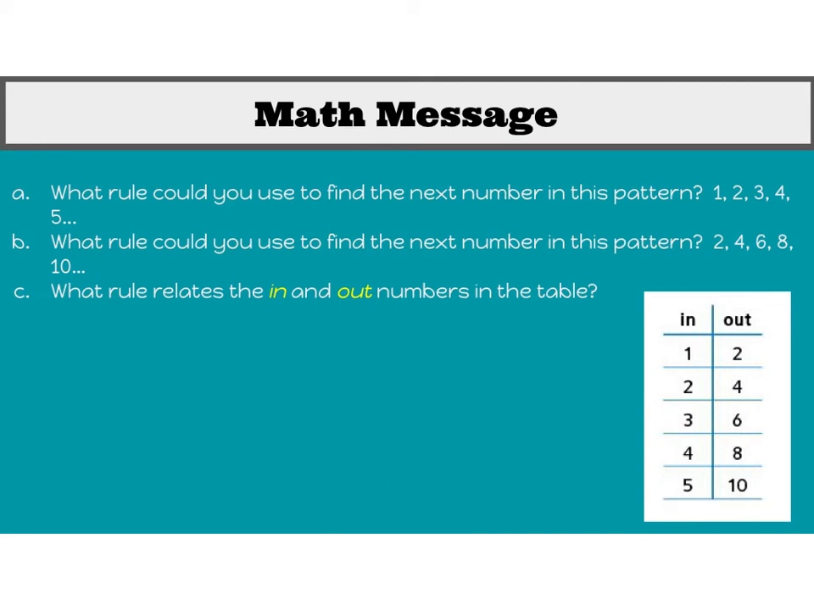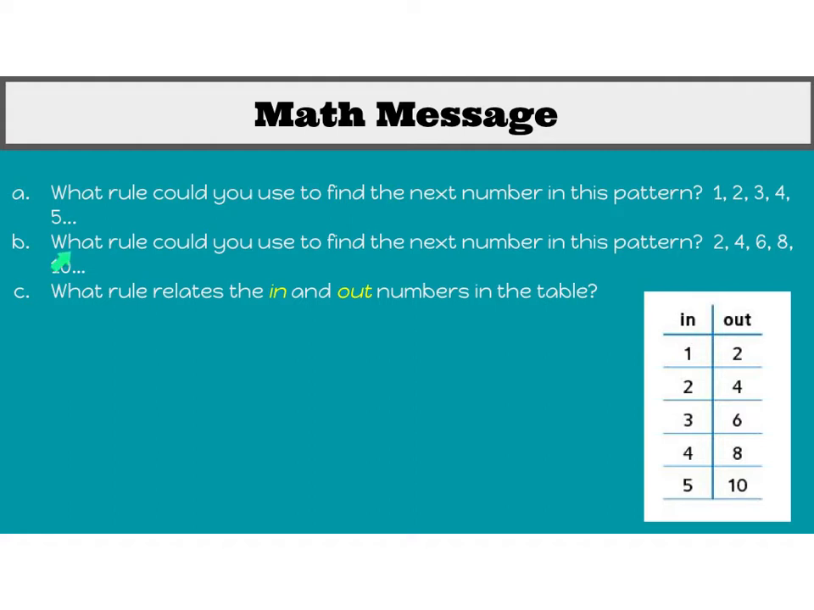For our math message today, I would like for you to take a look at this in and out table that I have down here in the bottom right. And I want you to think about what rule you could use to find the next number in this pattern. So we have 1, 2, 3, 4, 5. We're trying to come up with a rule for finding this side of our in and out table. So what might you do there? Go ahead, pause your video, and write your answer to that question.